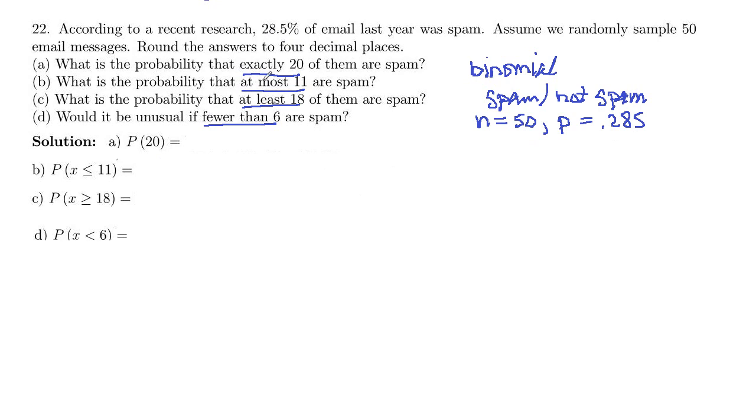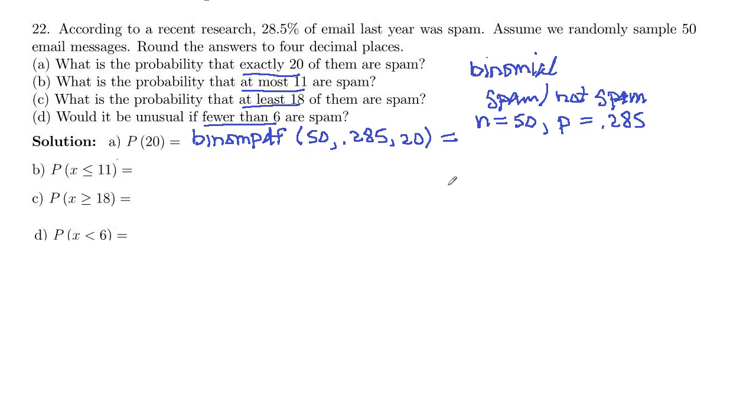So we want to know what's the probability exactly 20 are spam. So that's saying what's the probability of 20. So this will be binom PDF because we want a specific value. And then we put in our number of trials, 50, probability of success, 0.285, and then x is equal to 20.